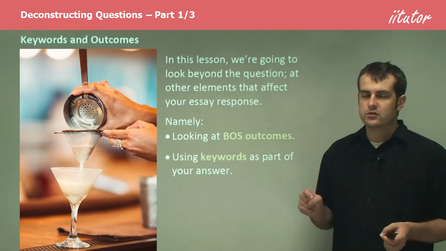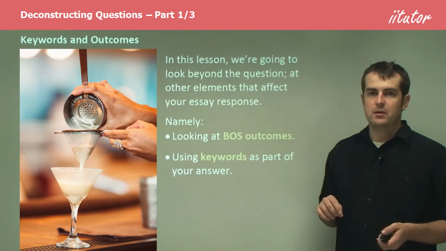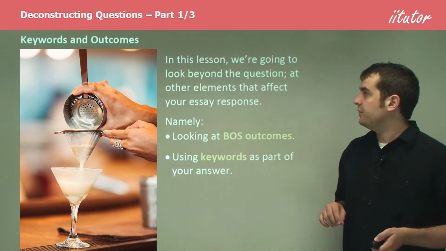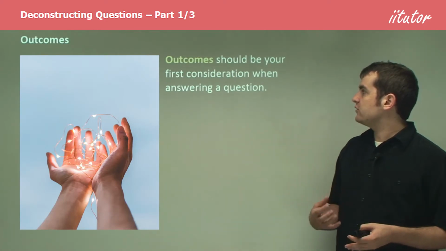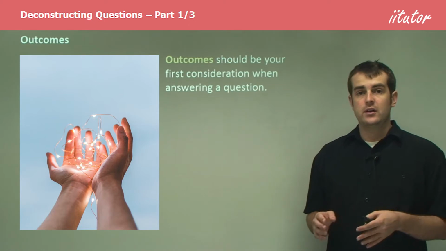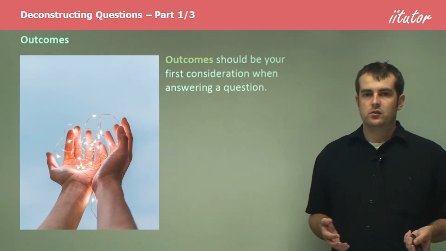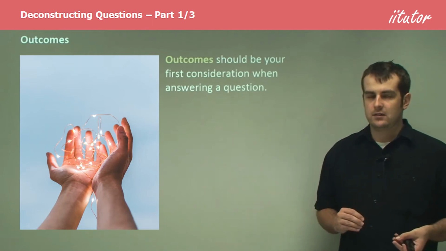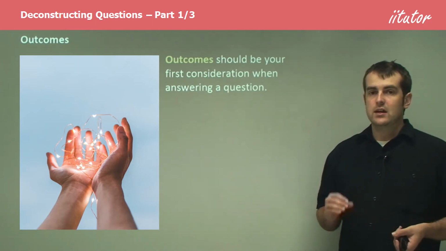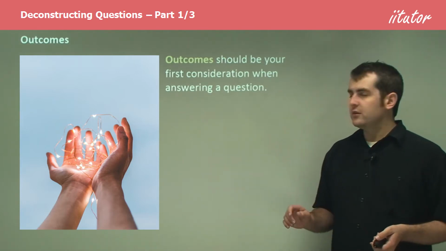So we're going to be finding those keywords, and looking at how you would actually use them as part of your answer. Okay, so first of all, outcomes should be your first consideration when answering a question. And if you have them, or if you don't have them, find out exactly what it is the question is expecting you to do, because it's not going to be stated in your question what it is exactly you need to try and do in your work. What it will be shown through is your outcomes.